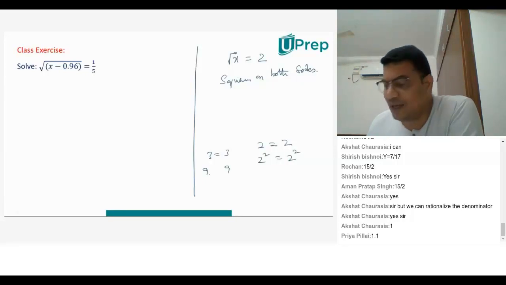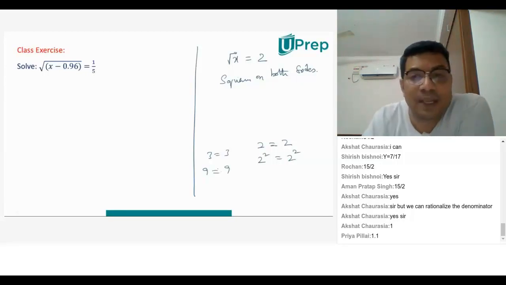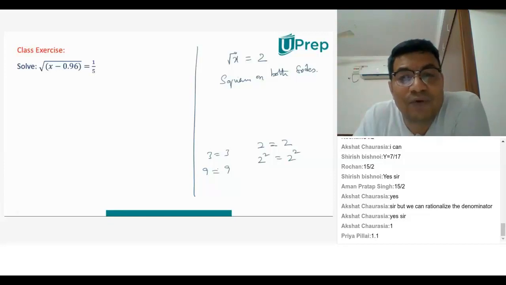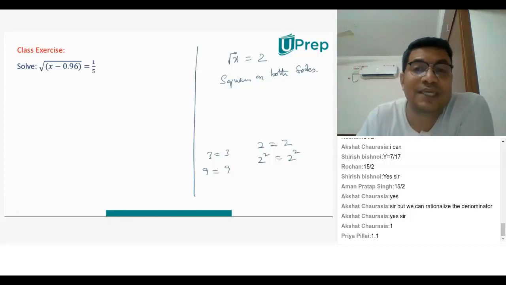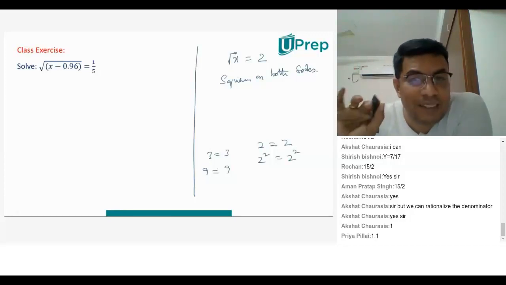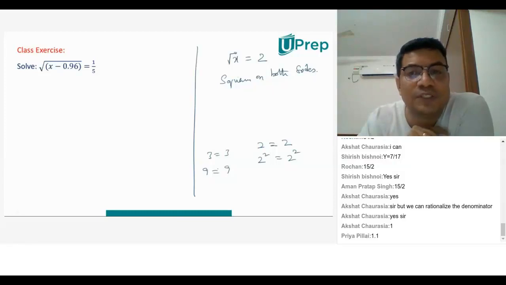3 square is 9 on both sides. Will they be equal? Yes, they will be equal. So we are allowed to do squaring on both sides in mathematics. There is one situation which will not satisfy, but we'll come to that later in your life. At the moment, we can stick to squaring on both sides.